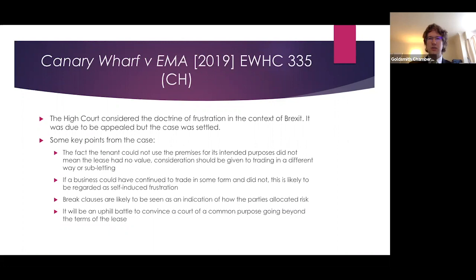The question is, how was the risk allocated? How easily could you have got out of your obligations? And if the answer is you got into this knowing you would struggle to get out of your obligations, that's going to be an indication as to allocation of risk that isn't going to help you necessarily with frustration.